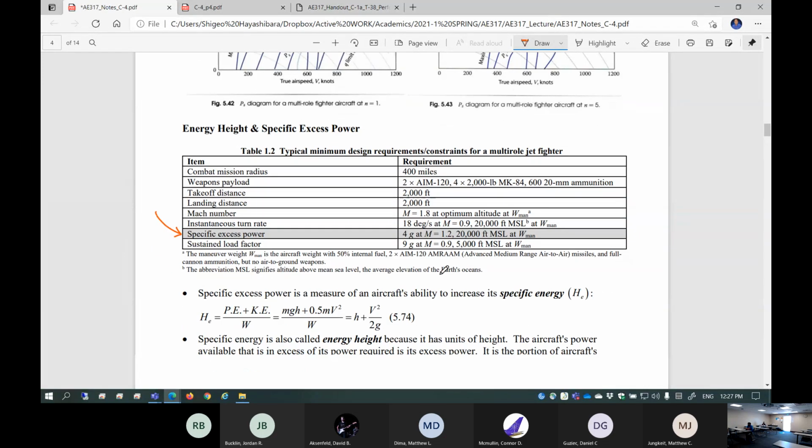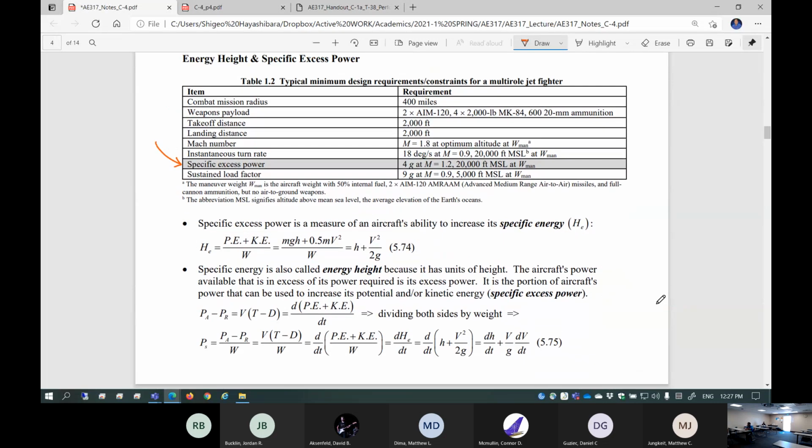Specific excess power. Let's start our discussion with specific energy, which is often called energy height. This is actually much easier to understand. If you combine potential energy and kinetic energy, it is converted to the unit of height, and that's called energy height. When you fly your airplane, it's a trade-off between kinetic energy and potential energy, how high you can climb and then sustain your level flight.